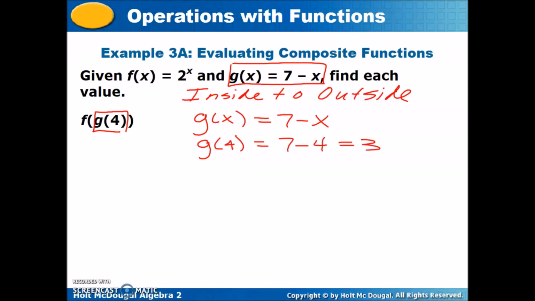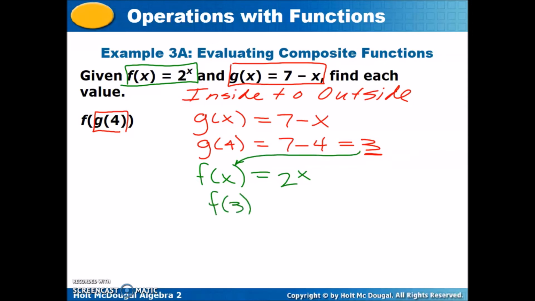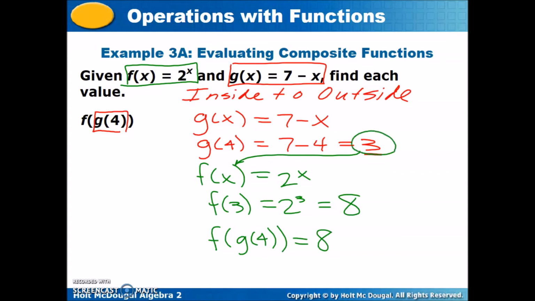Now, here's the key. We're going to take this 3 and put it in the next function. Our next function is this one, f of x equals 2 to the x power. So we're going to take this 3 and put it right there. We're going to say f of 3 equals 2 to the third. 2 times 2 is 4 times another 2 is 8. So our answer for f of g of 4 is 8. We took the output here and made it the input in the next function, working from the inside to the outside, okay?